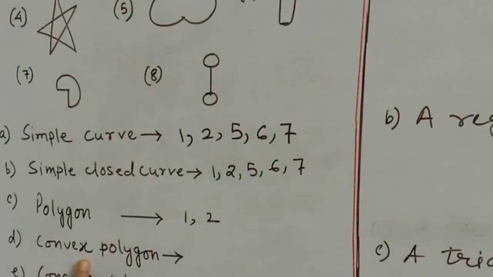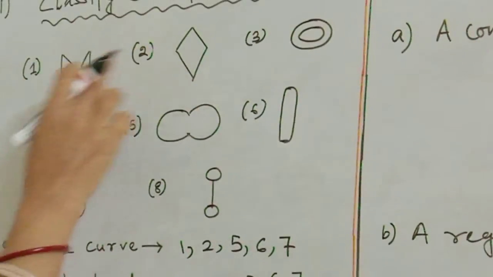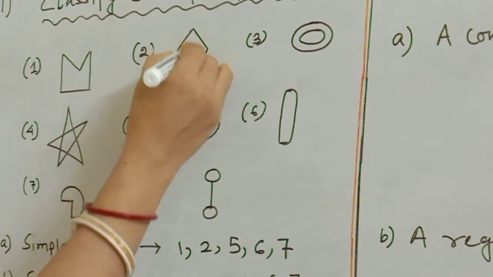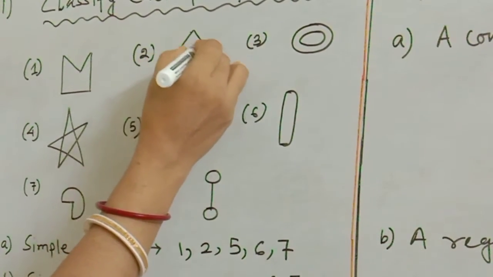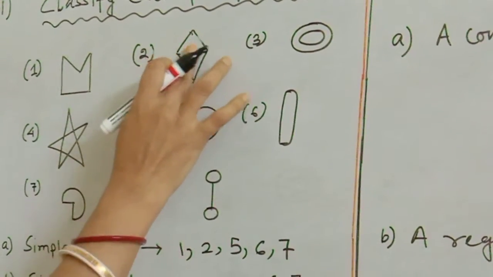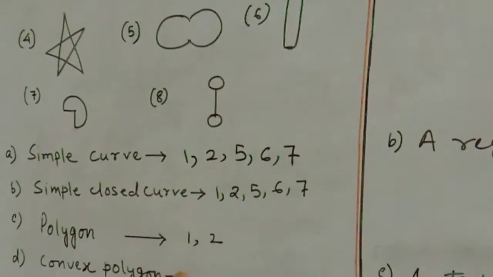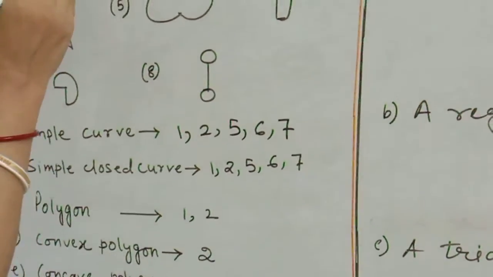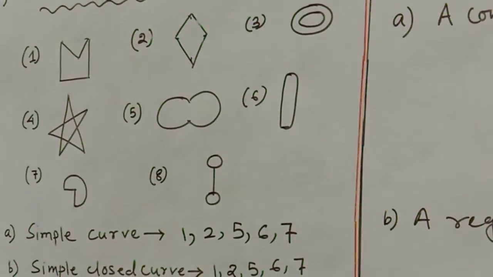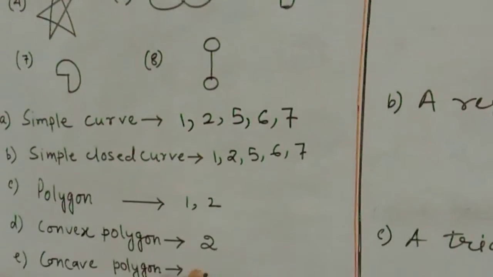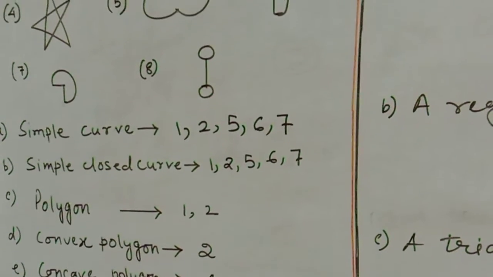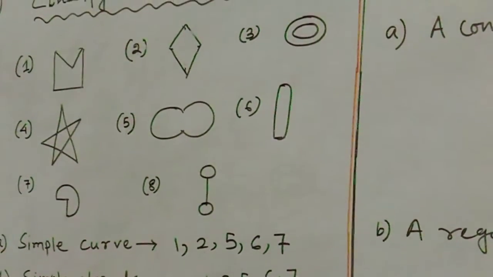Convex polygon, do you remember? All the diagonals are inside. If these two are polygons and convex polygons, that means all the diagonals are inside: this one is a diagonal and this one is another diagonal. Both the diagonals are inside the given figure. So this is a convex polygon. But in this polygon you can see that this diagonal will be outside. So it is not a convex polygon. It can be a concave polygon. So one is a concave polygon. Understood?